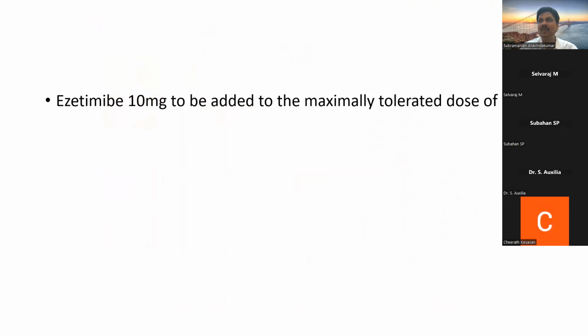So if it is not working, I may use ezetimibe for further reduction. So the statin is not working, I can add 10 milligram ezetimibe for a further reduction in cholesterol. Now you understand why I rarely use ezetimibe, because most of the time the statin does the job for me. Very, very rarely I need to use it.